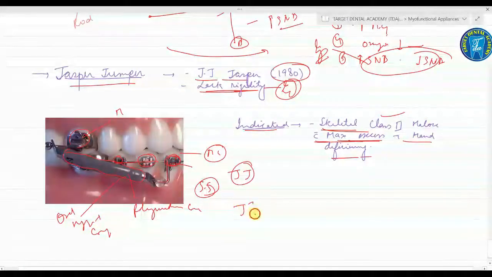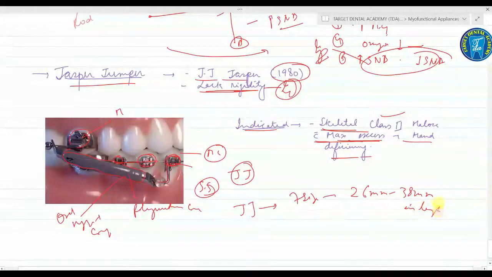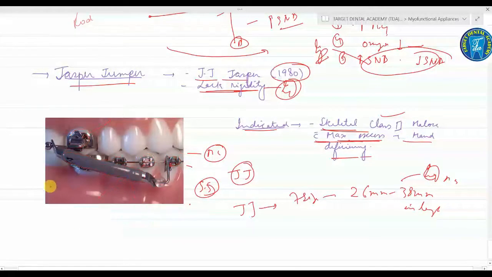Fine. So the Jasper jumper is available in 7 sizes, ranging from 26 mm to 38 mm in length. Again, important for your MCQ. Now in this, these are the end caps. These are attached to the fixed appliances at the maxillary posterior and in the mandibular anterior region. So the force module is attached posteriorly to the maxillary arch by a ball pin. This is the ball pin in the maxillary arch.